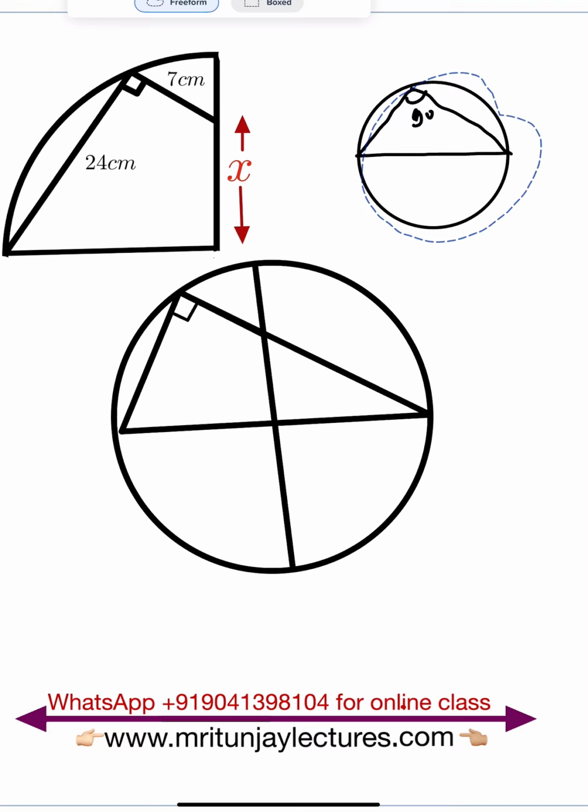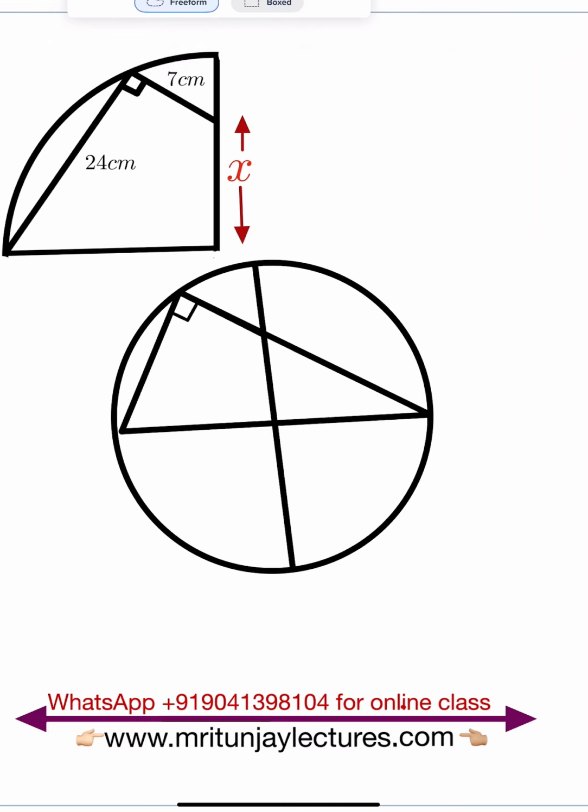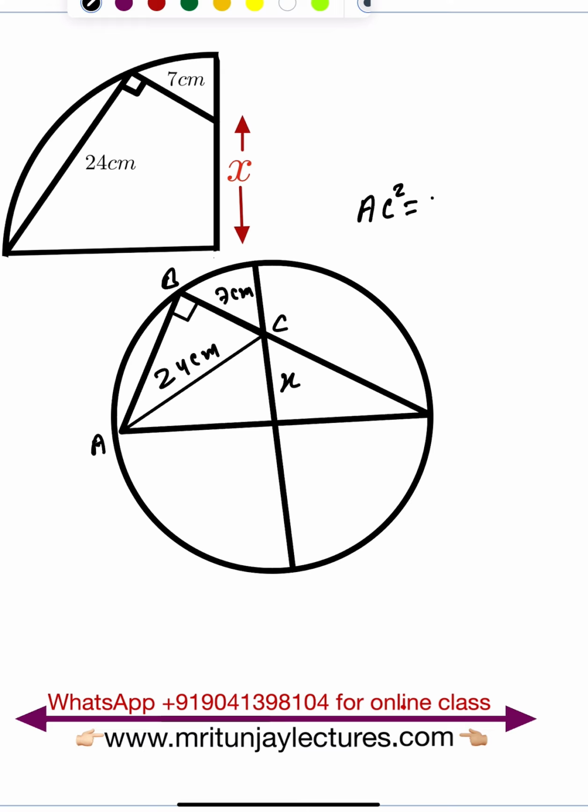After that, look here very carefully. If you draw another way, that one is x, and this one is 24 centimeter, which is given, and here 7 centimeter is also given. So what about that length? You apply the Pythagoras theorem, here a, here b, and here c. So AC square will equal AB square plus BC square. So 24 square plus 7 square is how much?